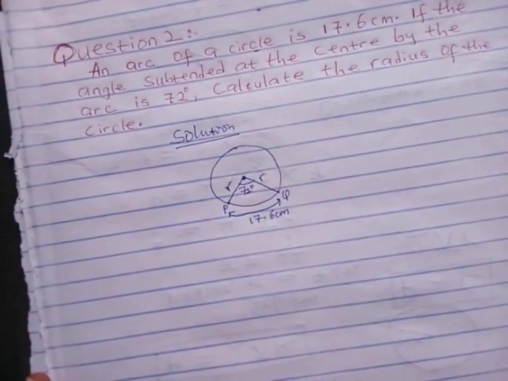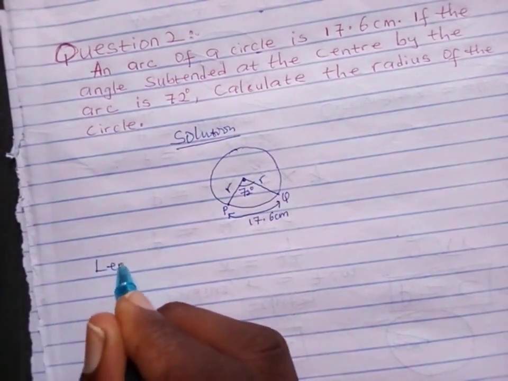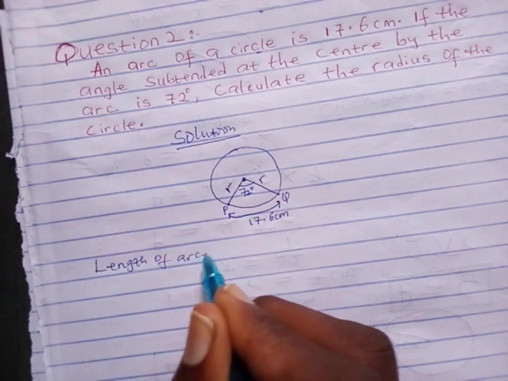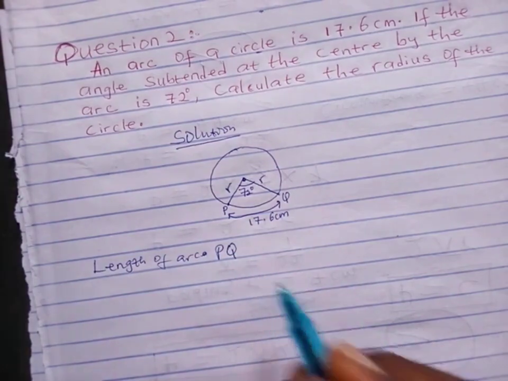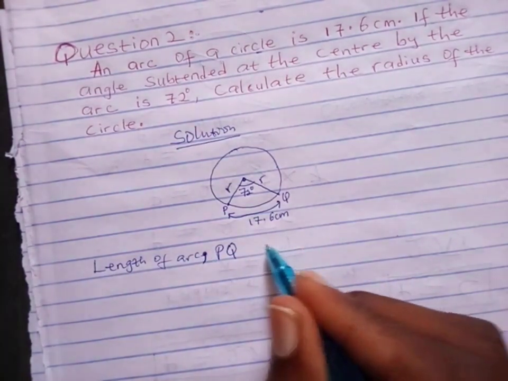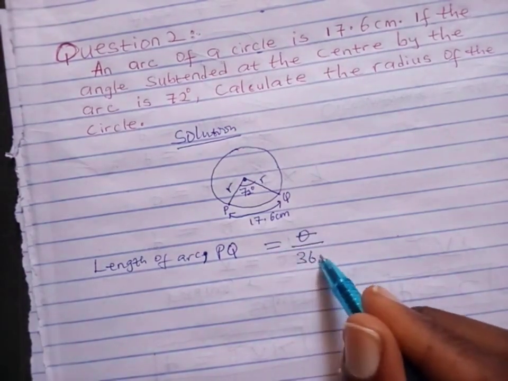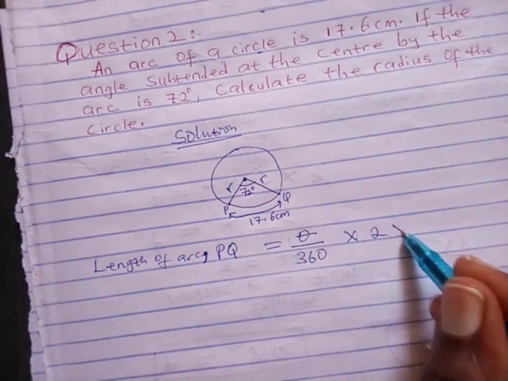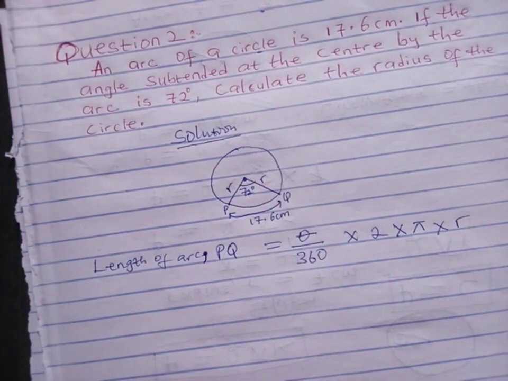Now, remember that the formula for the length of an arc of a circle, length of arc PQ, is equal to theta over 360 times 2 times pi times r. That is 2 pi r.